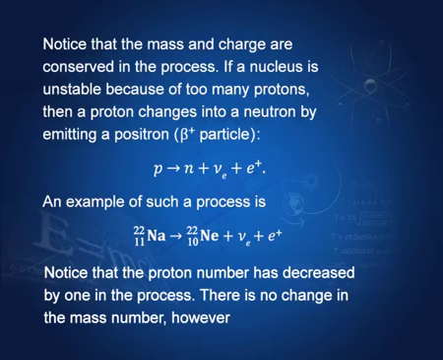Let us take another example. Sodium 22 with atomic number 11 becomes neon 22 with atomic number 10 with the emission of a positron and neutrino. The positron takes away one unit of charge, therefore, this 11 becomes 10 and this 22 remains here as 22. So, the charge and mass are conserved in a nuclear interaction.